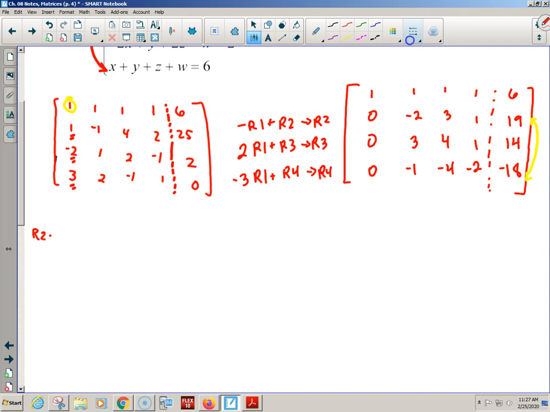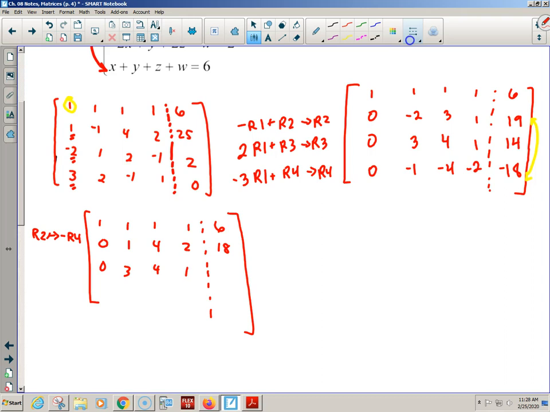something stupid. R2 switching with negative R4. Does that make sense? Everything else is going to stay the same. So I have my 1, 1, 1, 1, 6 still. I now have a 0, positive 1, positive 4, positive 2, positive 18. Now guys, you realize, don't you, we didn't have to do that. We could have gone with the nasty numbers. If we were a computer, it would have been fractions. Fractions are my middle name. But us, we're like, nah, let's go get that nice one. We're keeping that 0, 3, 4, 1, 14. But then we're moving that row 2 down here. 0, negative 2, 3, 1.